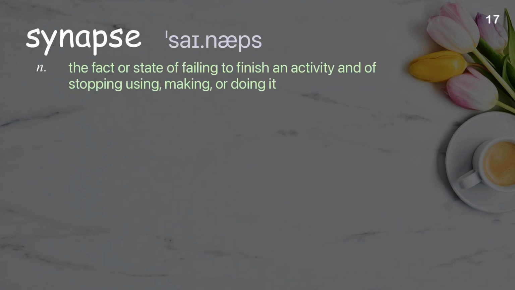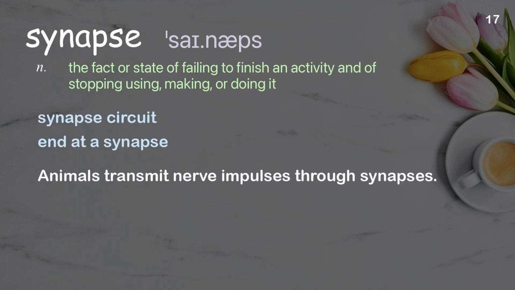Synapse. The fact or state of failing to finish an activity and of stopping using, making, or doing it. Examples: Synapse circuit. And at a synapse. Animals transmit nerve impulses through synapses.